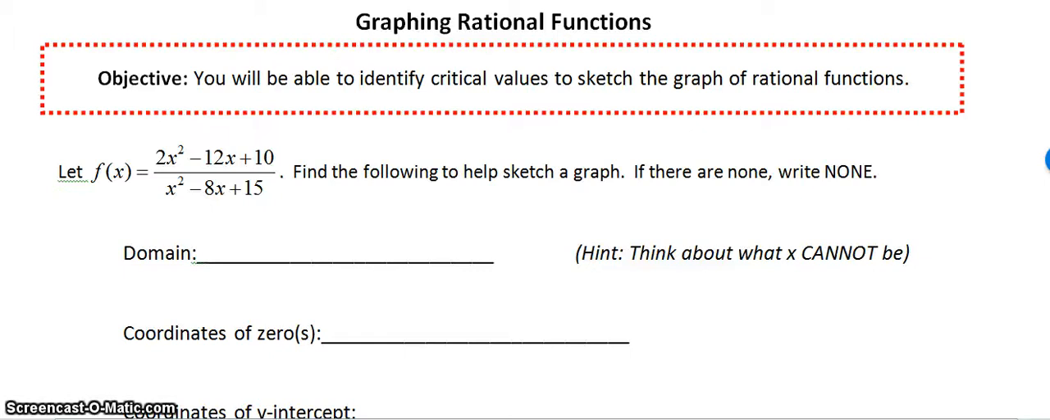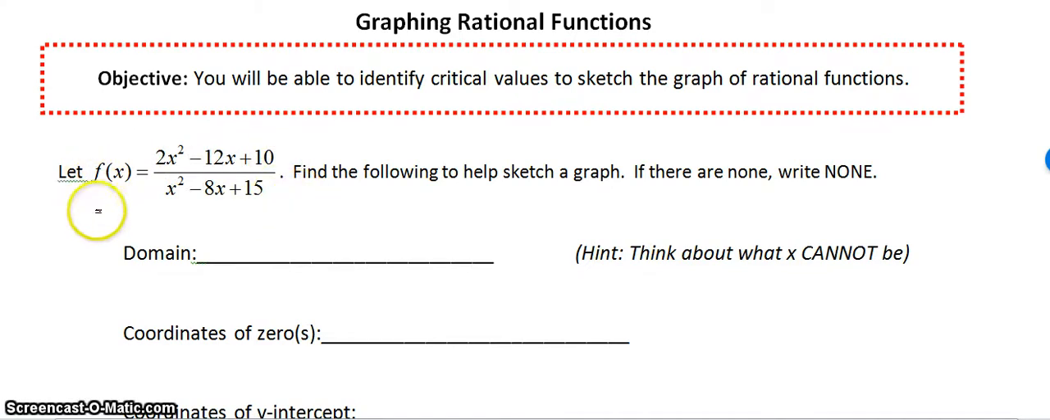Hey everyone, the goal of this video is to graph rational functions. So by the end of the video you should be able to look at the critical values of the functions to help you form the sketch. So remember, a rational function is a function where you have division of a polynomial.